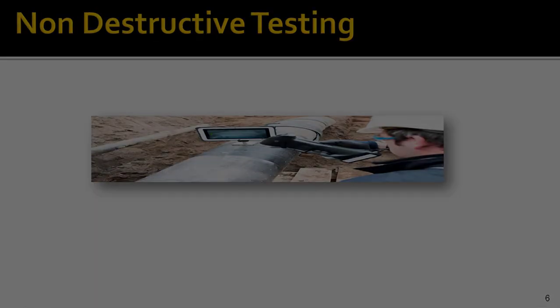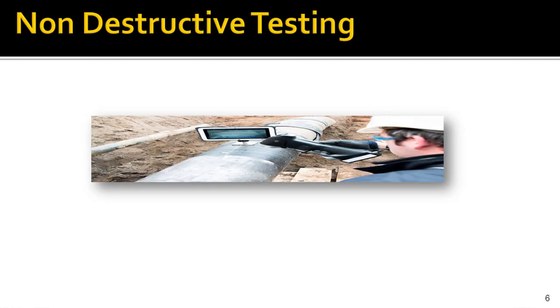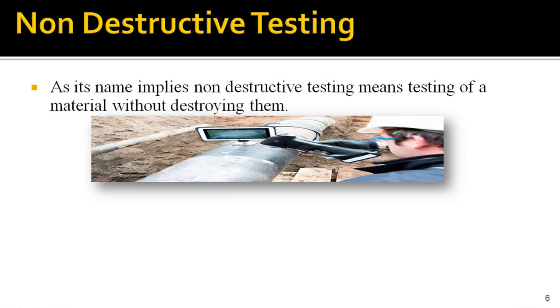Now let's talk about non-destructive testing. Here in the diagram you can see a pipeline, and inspection engineers are inspecting the pipeline while it is running. It means he is not destroying the parts or components while inspecting. So that is non-destructive testing. Here I have given five to six different definitions that I got from different sources. For your better understanding, as its name implies, non-destructive testing means testing of a material without destroying it. If you are testing something without destroying it, that is non-destructive testing.